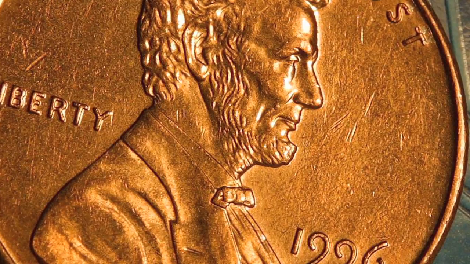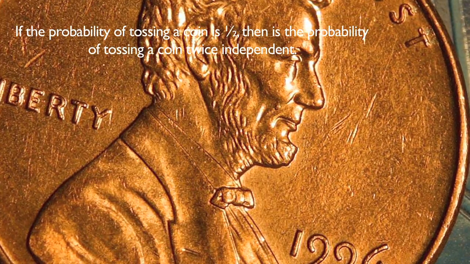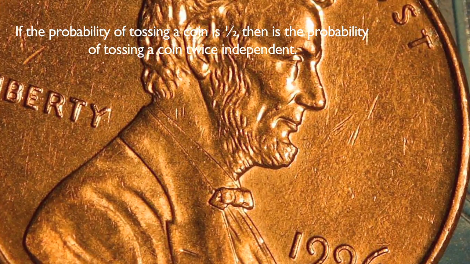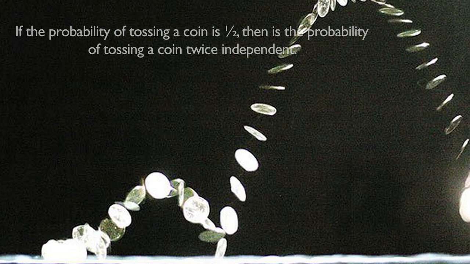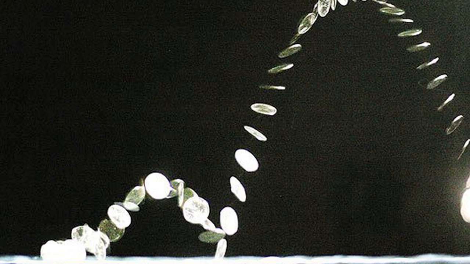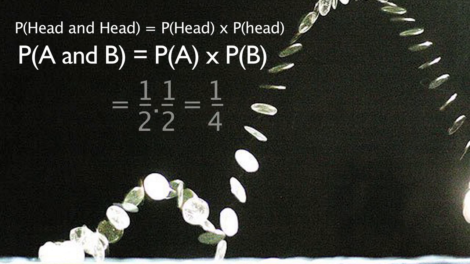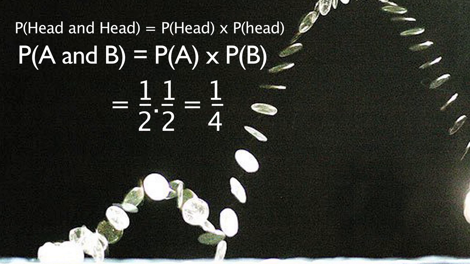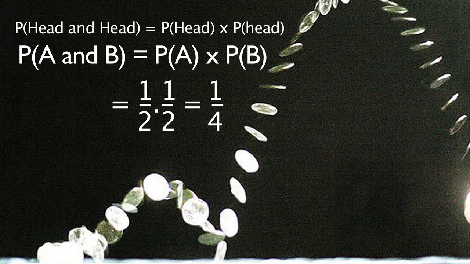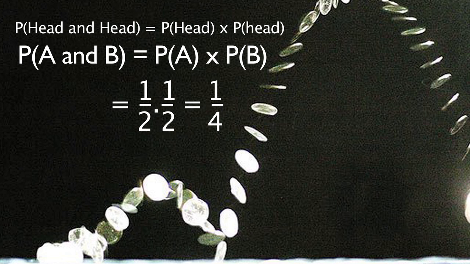Let's try another example. If the probability of tossing a head with a coin is 1/2, then tossing a coin twice is independent. Why is this true? Did getting a head on the first try impact getting a head or a tail on the second try? No. These two events are independent. So the probability of A and B equals the probability of A times the probability of B.